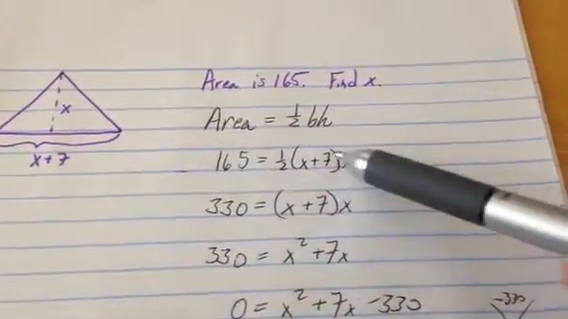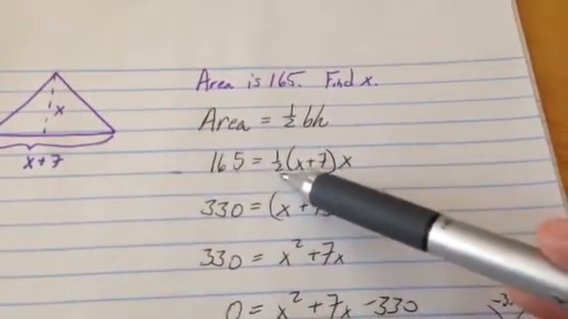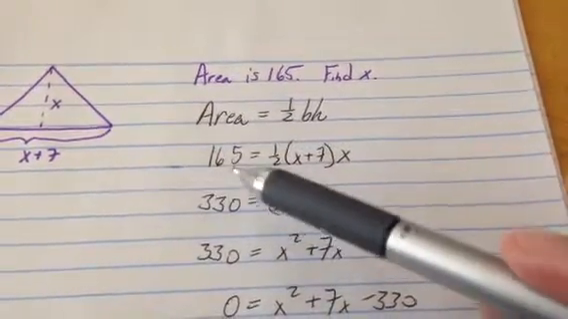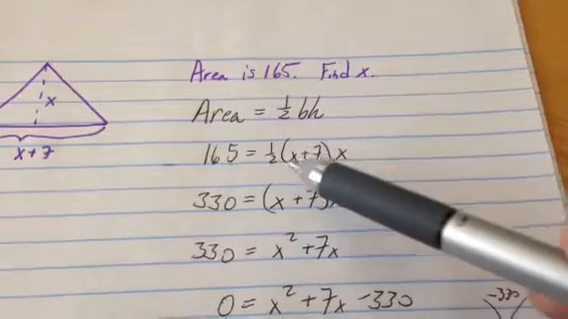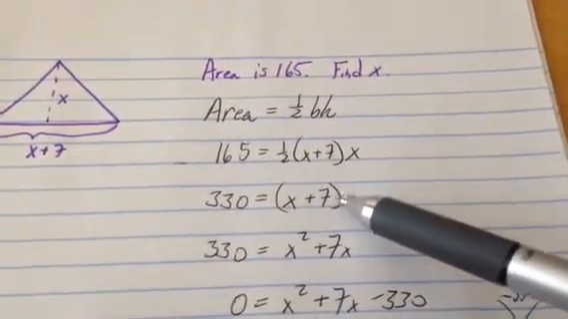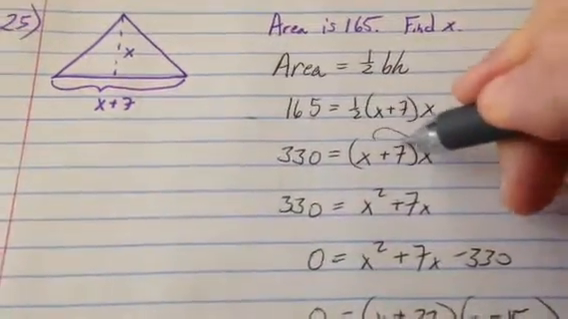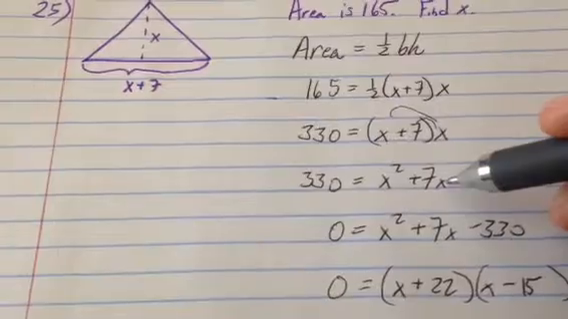So here's our equation with just one unknown. We're happy. We don't like the fraction, so we can multiply both sides by 2. So 165 times 2 is 330, and if I multiply this side by 2, it'll cancel out the 1/2. Now I can just distribute this x, so I'll get x squared plus 7x.